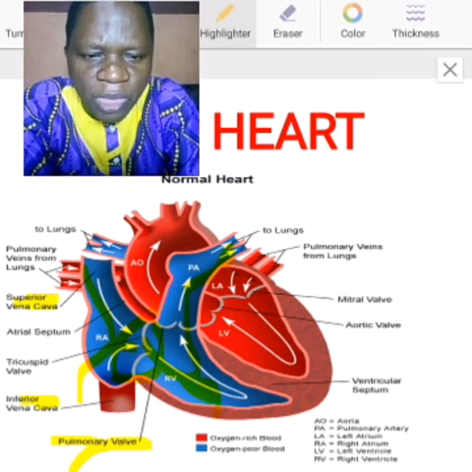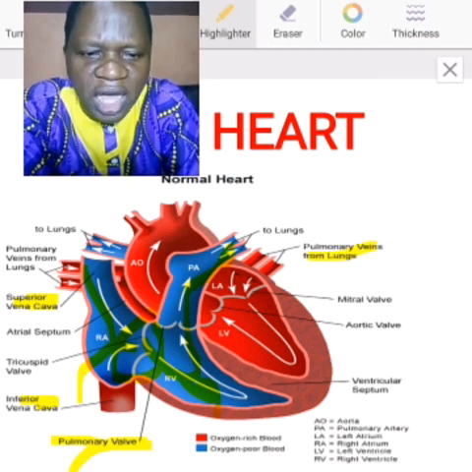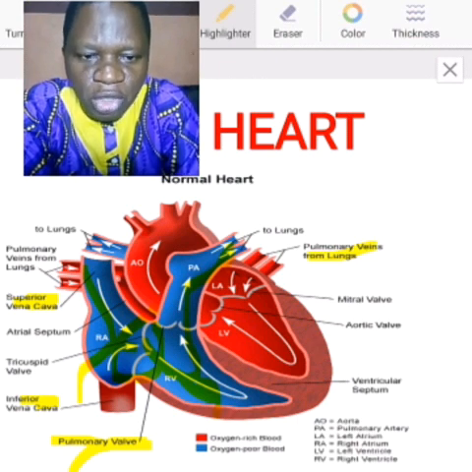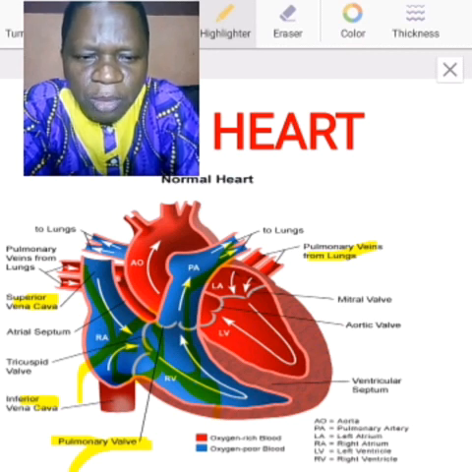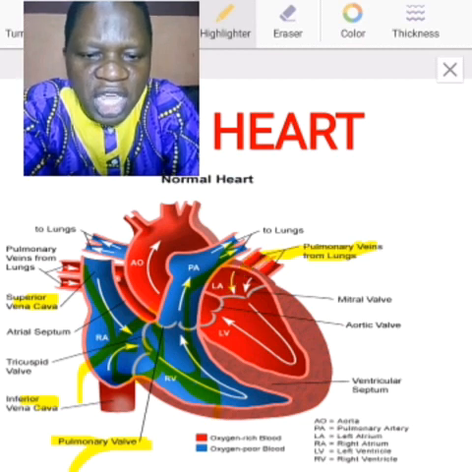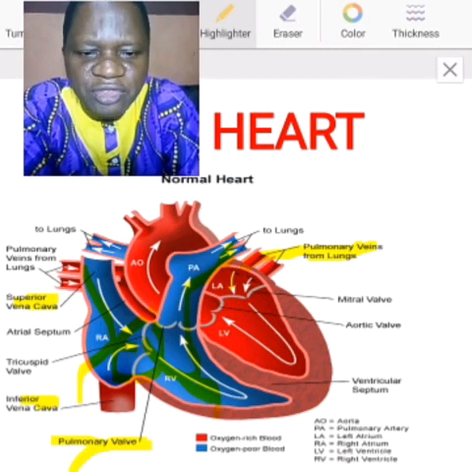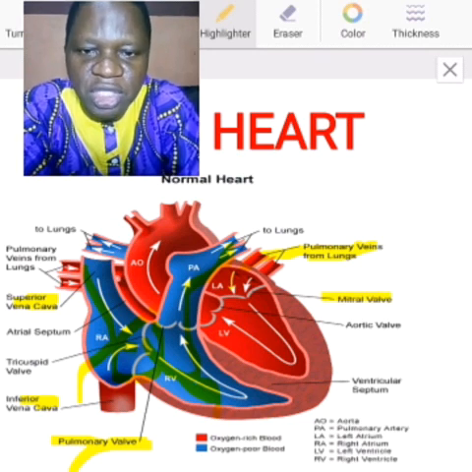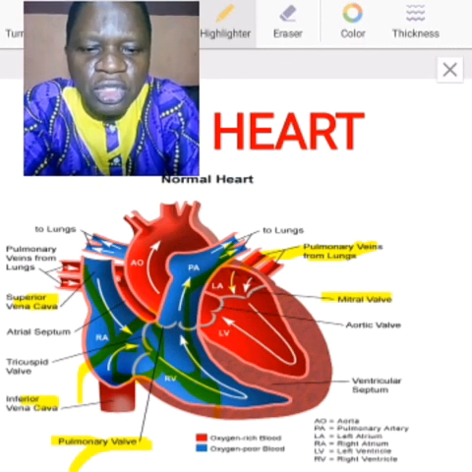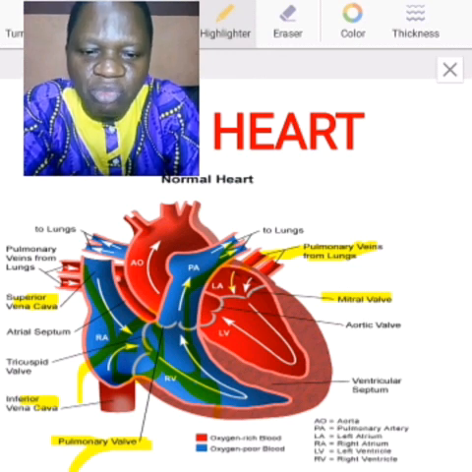Now, on this part, you can see the pulmonary vein. The pulmonary vein is coming from the lung. Now the blood that has gone to the lung has been oxygenated. It then comes back through the pulmonary vein into the what? Into the left atrium. Now between the left atrium and the left ventricle, you have the mitral valve. I told you earlier that the mitral valve is also referred to as the bicuspid valve. The purpose of the mitral valve is to prevent the backflow of blood into the left atrium.